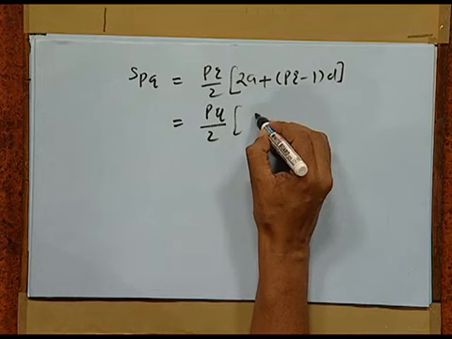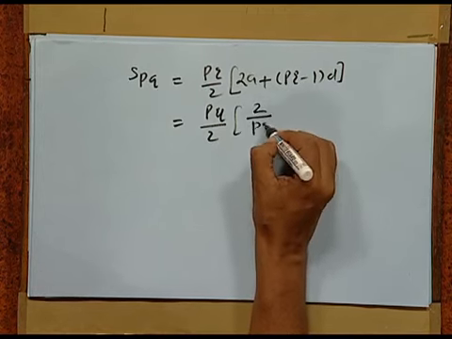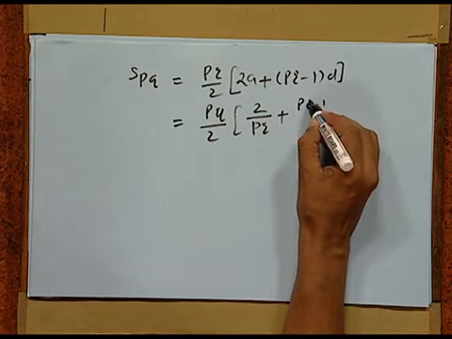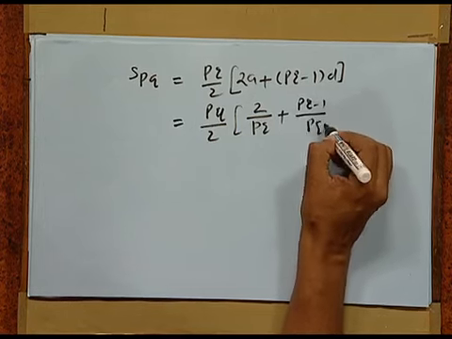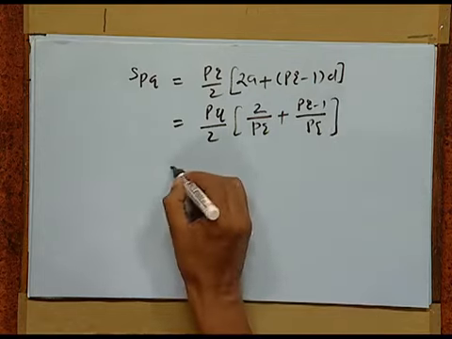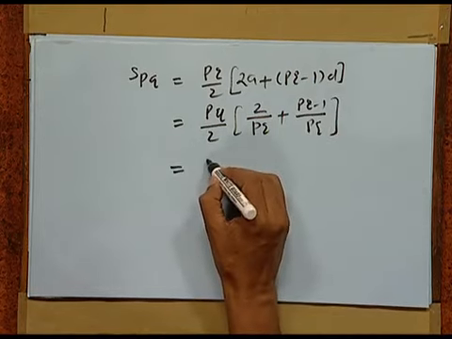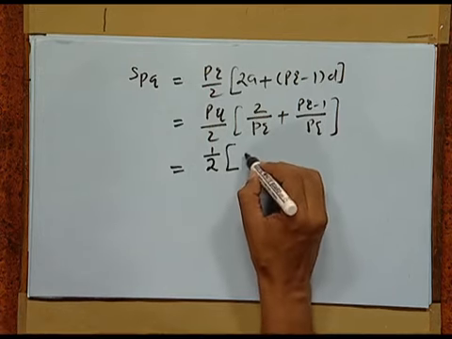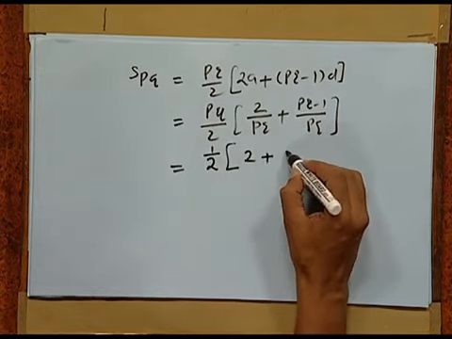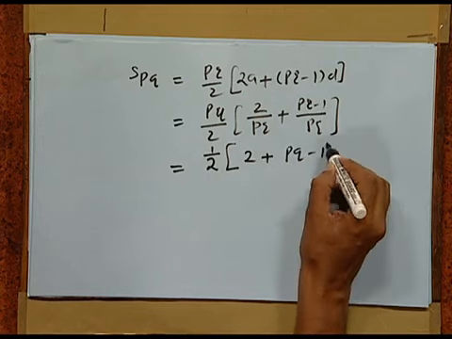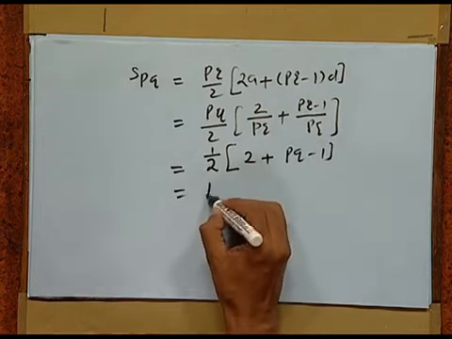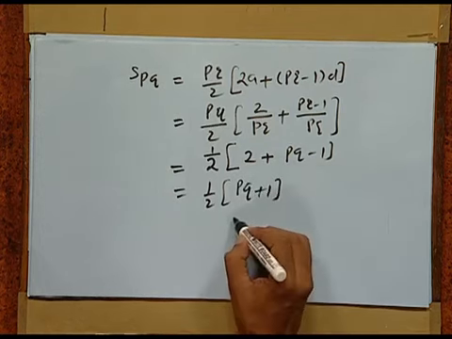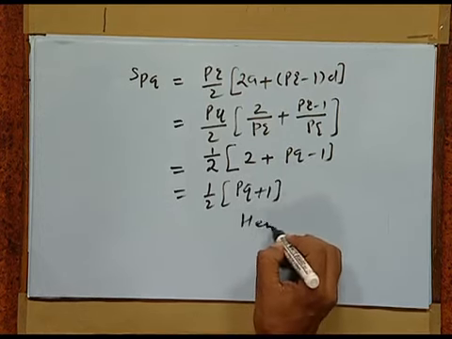Now A is 1 upon PQ, so we get 2 upon PQ here, plus PQ minus 1 upon PQ, that equal to 1 by 2, 2 plus PQ minus 1, that is 1 by 2 PQ plus 1, hence proved.